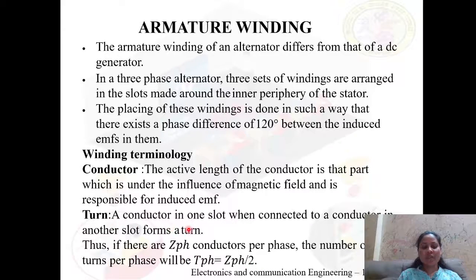A turn means the connectivity between two conductors which are placed in two slots, right? So a single turn carries two conductors. So the total number of conductors in one turn is equal to 2, right? Therefore, if we assume the number of conductors in a single phase as ZPH, then we can say the number of turns in a single phase, TPH, is the number of conductors in a single phase divided by 2.